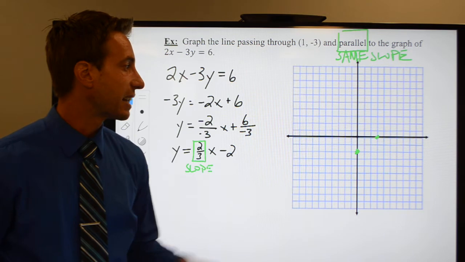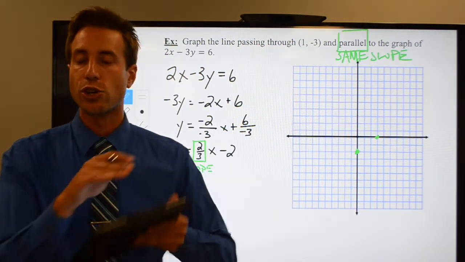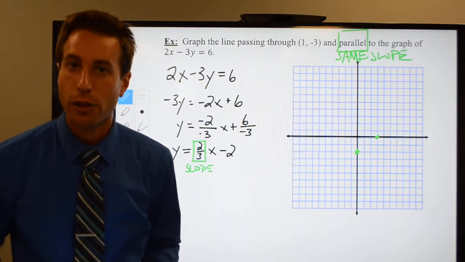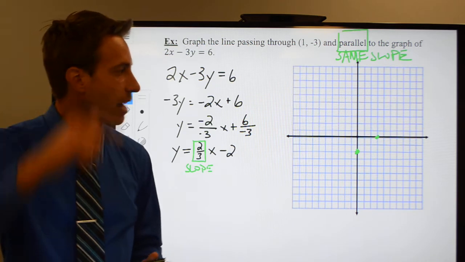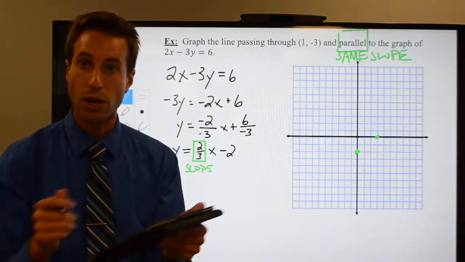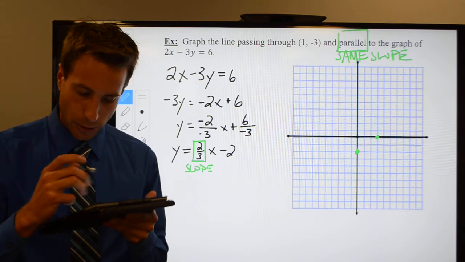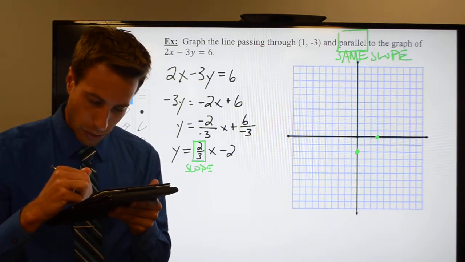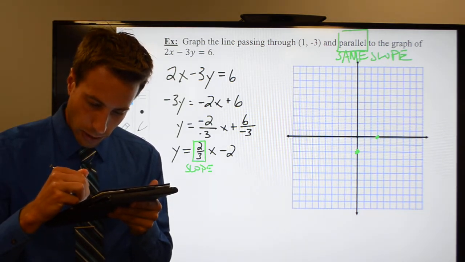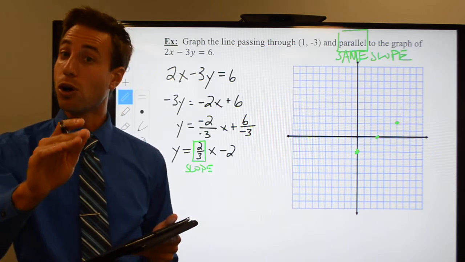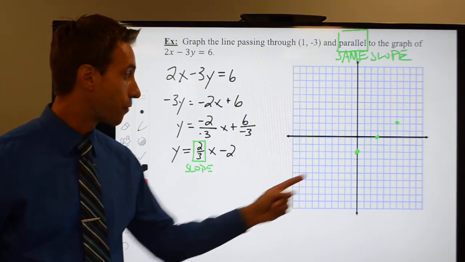Go ahead and draw a line through those 2 points. Make sure you extend your line the entire way through the coordinate plane, putting arrows on the end so that I know that you know that line continues to keep going. Let me add a couple more just to be sure I get it right. 1, 2, 3, right through there. Also, I could go from here.